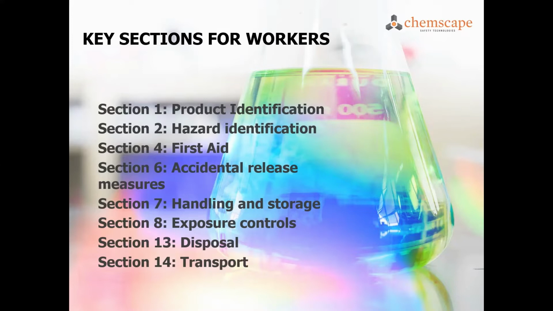The hazard identification, that goes into the symbols, the classification, the big one. First aid, accidental release, self-explanatory. Handling and storage: how are we going to prep to handle this stuff? Exposure controls, the realm of hygiene and safety, again, how they're going to handle that product safely. And then optionally disposal and transport, thinking a bit down the road when you have to get rid of this stuff.